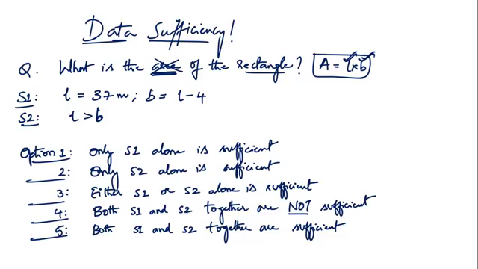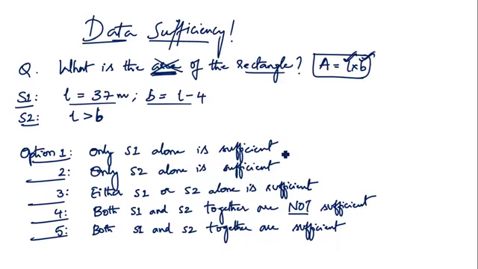See, statement 1. Very clearly we know the length from statement 1. Length equals 37 meters, and then breadth is length minus 4, so it will be 37 minus 4, 33. So basically both length and breadth have been given to us. Can I answer this question from statement 1 alone? Yes. So statement 1 alone is sufficient in this case.